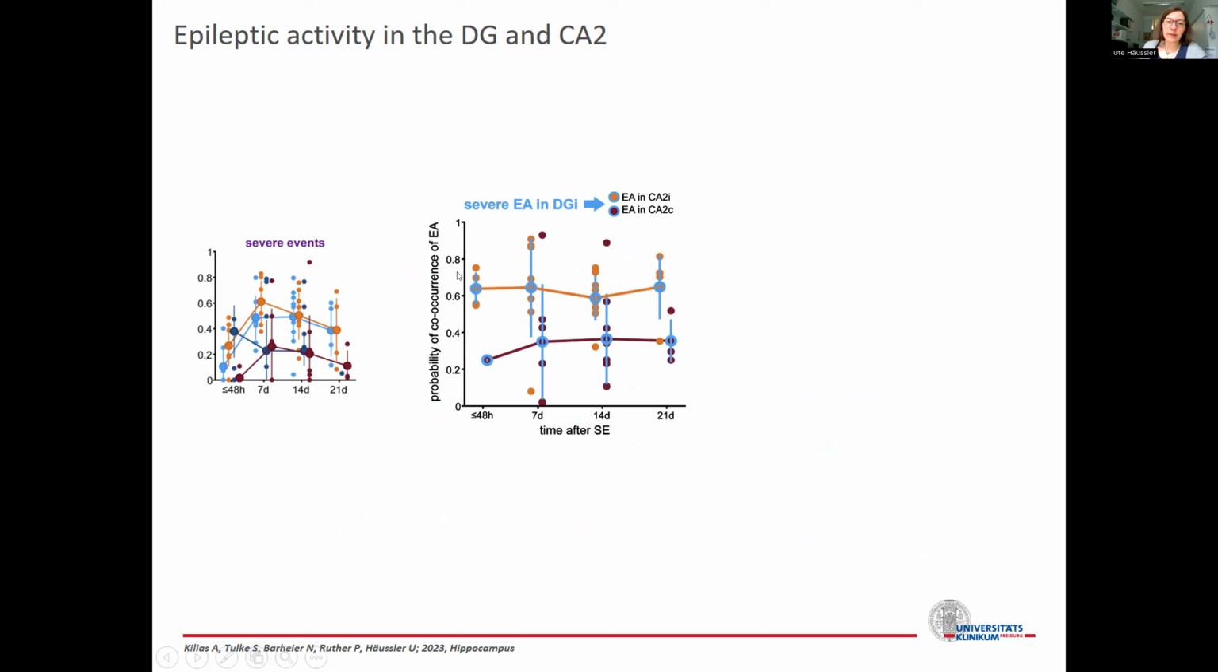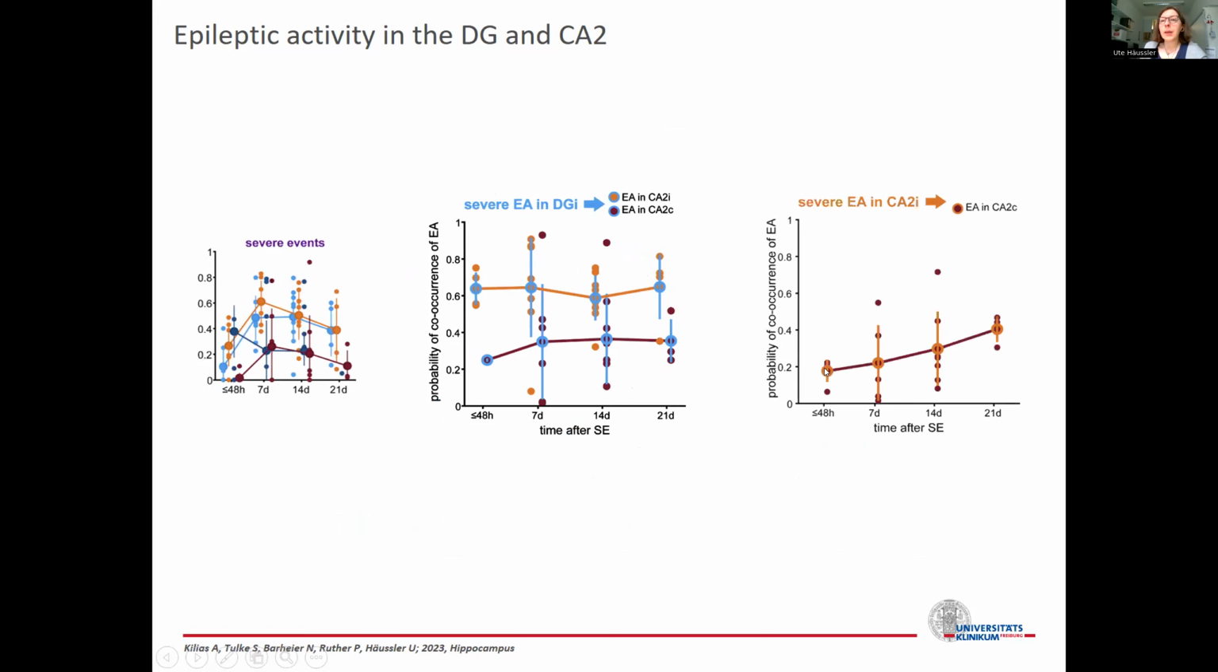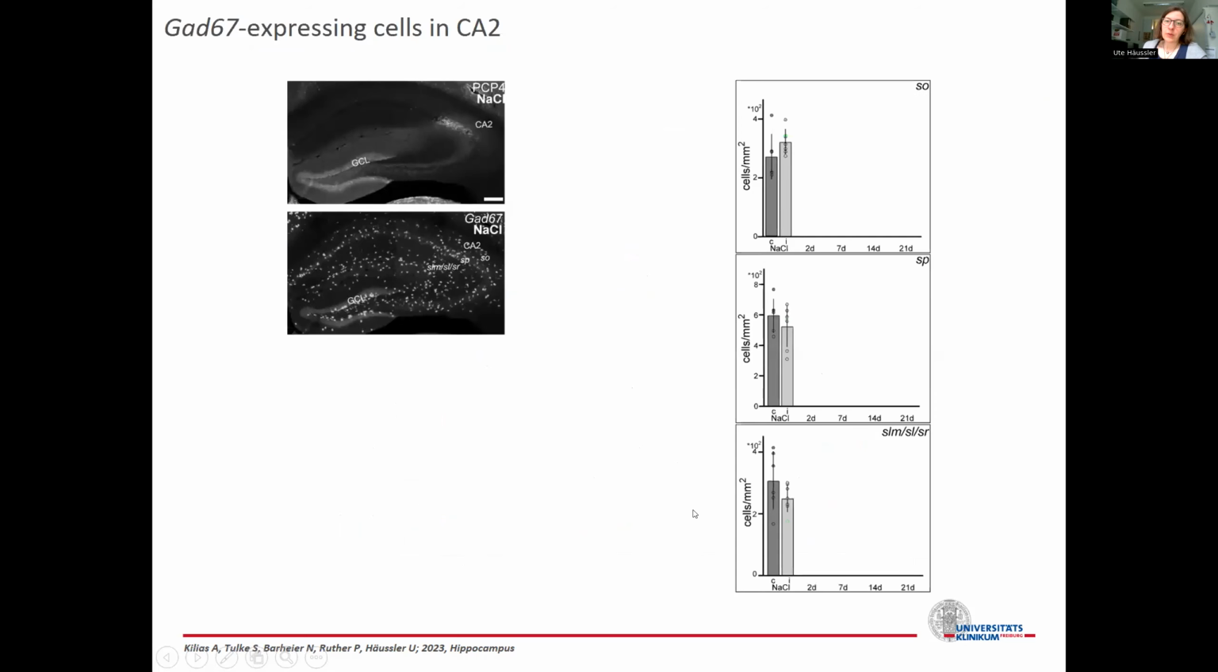Again, if we look at the pattern of what happens if we have severe epileptic activity in the ipsilateral dentate, as I've shown you before for the ipsilateral CA2 and now for the contralateral CA2, this is much lower. But if you look at severe epileptic activity in ipsilateral CA2 and what happens in contralateral CA2, we saw an increase over time. Although this pattern here was constant, this seems to increase. So we were wondering whether this depends on changes in inhibition, in particular in the contralateral hippocampus.